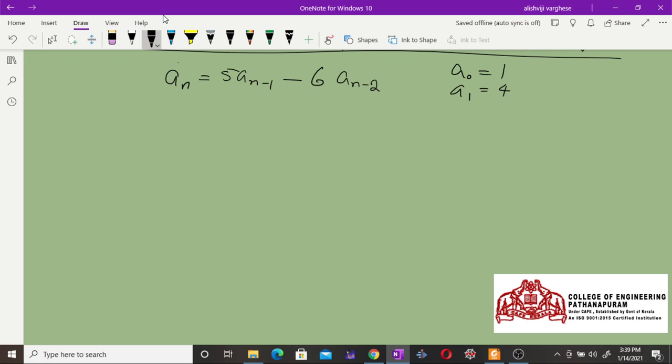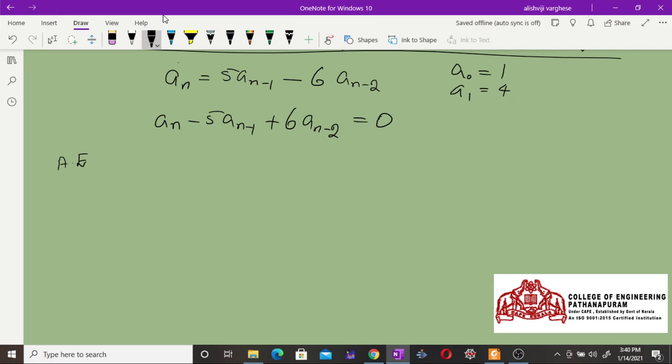So it is a linear recurrence relation with constant coefficients. And the first step, we have to rewrite it into the standard form as a_n minus 5 into a_(n-1) plus 6 into a_(n-2) is equal to 0. So it's a homogeneous recurrence relation with constant coefficients. Now, the first step is to write down the auxiliary equation. And in order to write down the auxiliary equation, the simplest method is to look at the order of the recurrence relation. It contains terms up to a_(n-2), so it is a second order linear recurrence relation with constant coefficients.